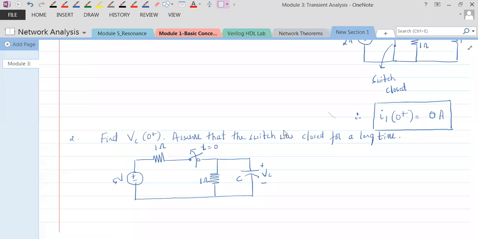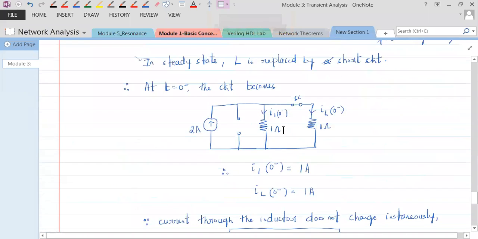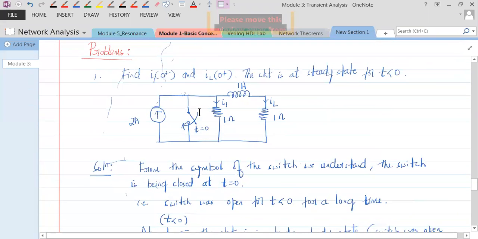Yeah. Now, in the earlier circuit, what was happening to the switch? The switch was being closed at t equal to 0. Okay. Switch was being closed at t equal to 0. That means before the closure, the circuit was in steady state. That means the switch was open for a long time. And after being open for a long time, at t equal to 0, it was closed.